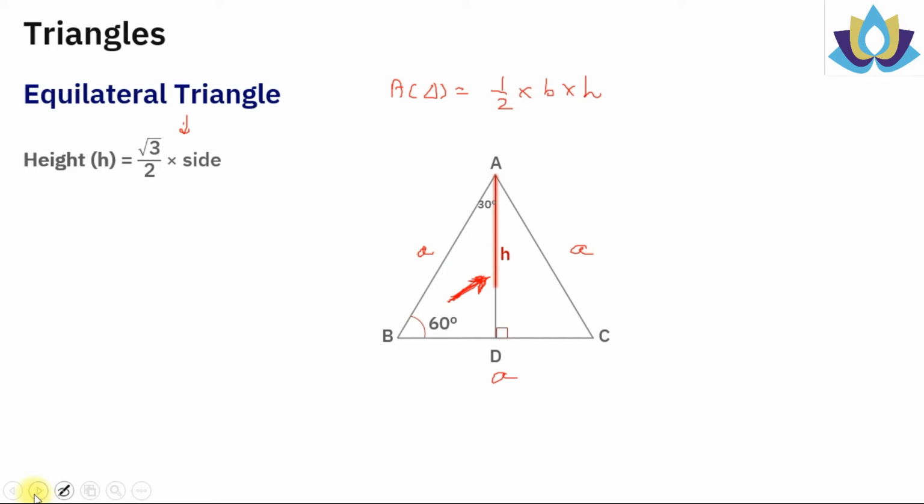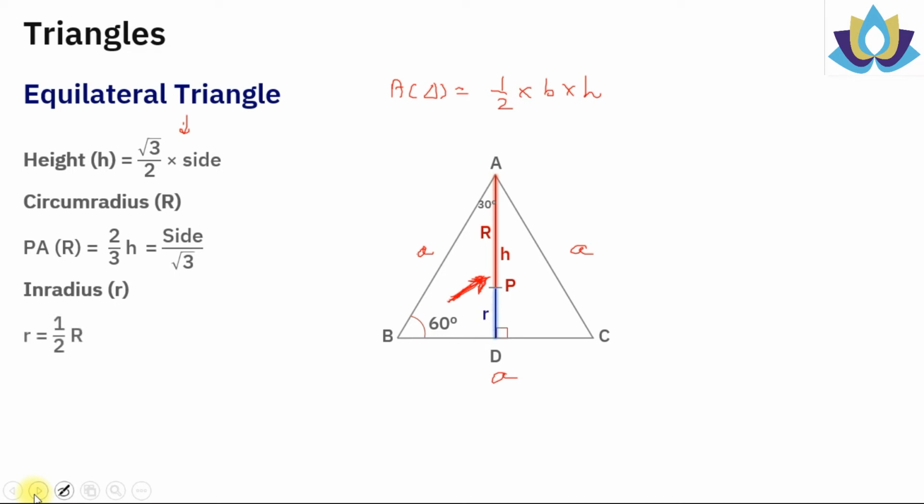And let's see the discussion further. So the circumradius, AP, that is the upper part, will be 2/3 of the height. The inradius, that is the lower part, will be 1/3 of the height.